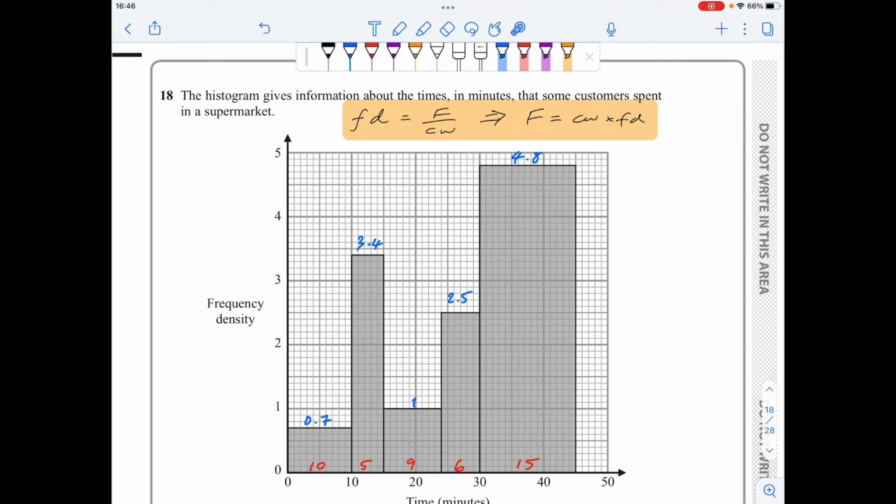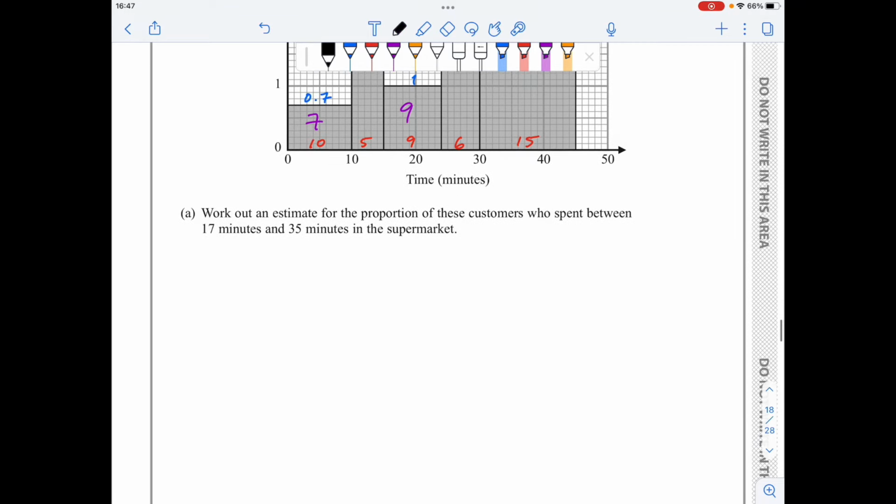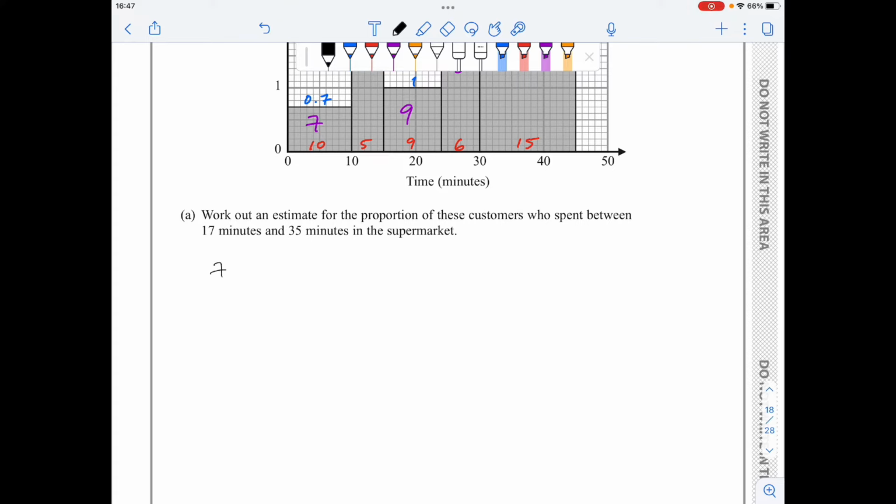I will multiply for each bar the red and the blue number. So I've got 7 for the first one, 17 for the second, 9 for the third, 15 for the fourth, and 72 for the last bar. So if I add these numbers together, I get 7 plus 17 plus 9 plus 15 plus 72. It gives me 120. That's the total frequency.